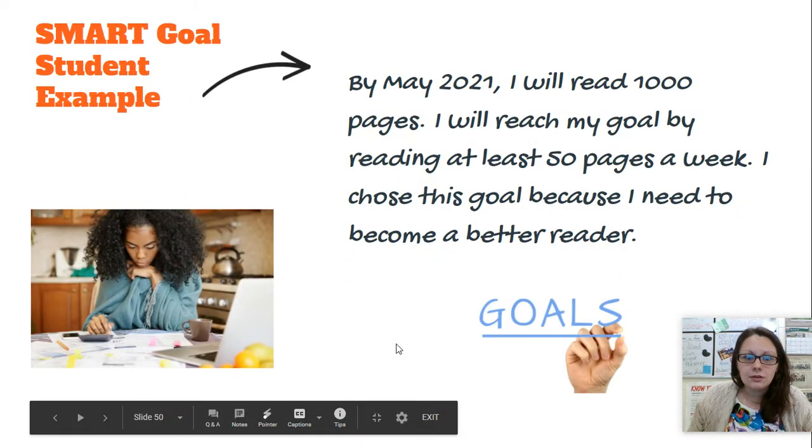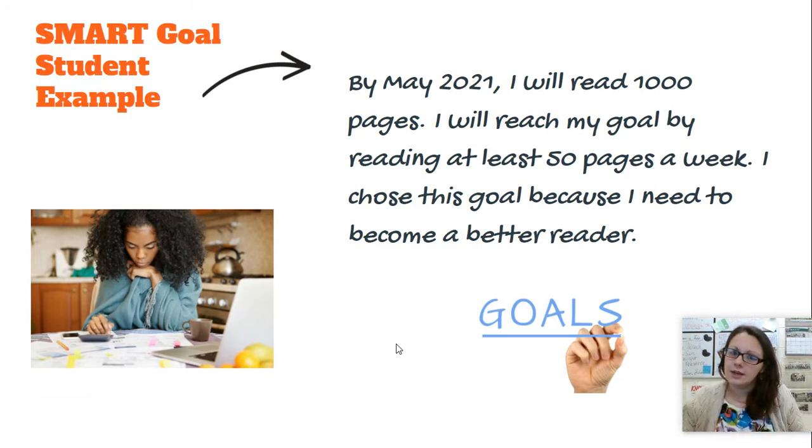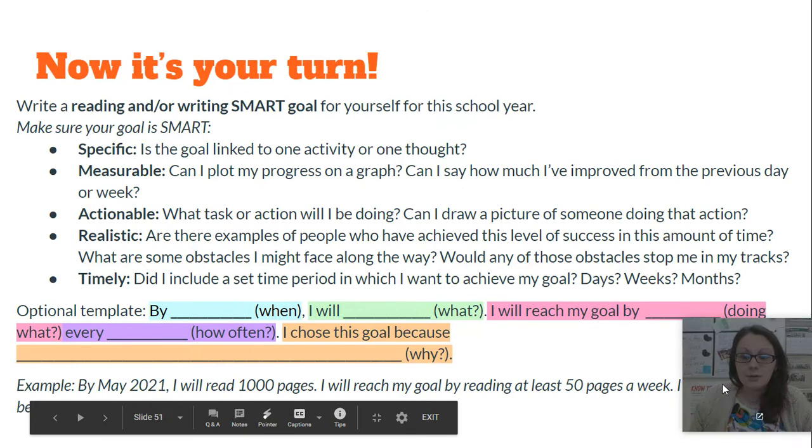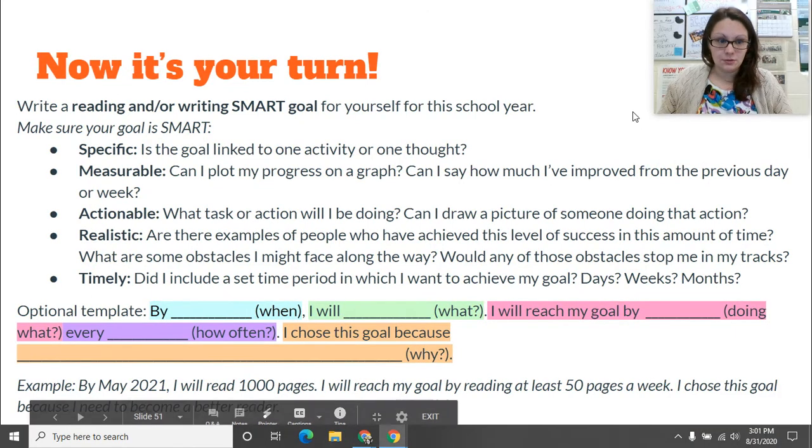So, SMART goal student example. This is just for you to get an idea of what a SMART goal actually would look like. So for instance, by May 2021, I will read 1,000 pages. I will reach my goal by reading at least 50 pages a week. And I chose this goal because I need to become a better reader. Okay? So now it'll be your turn to create your own SMART goal.